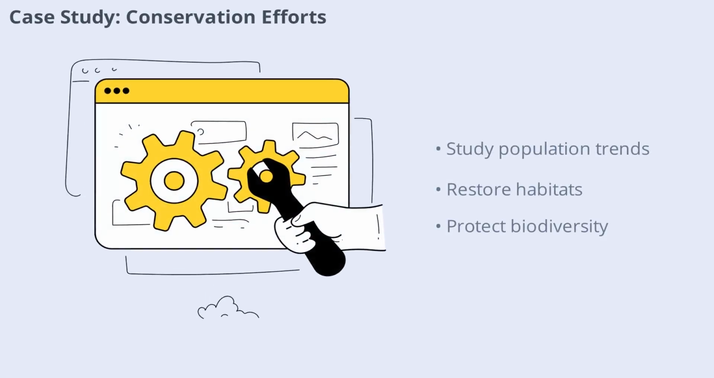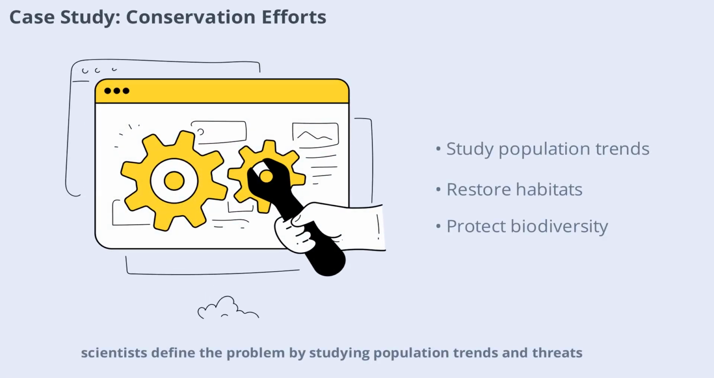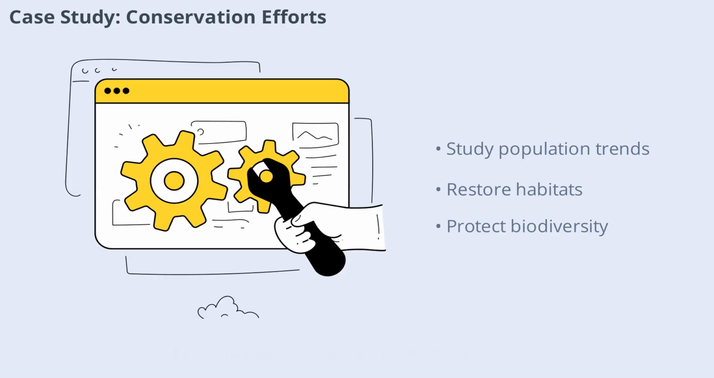Another example is conservation biology. When a species is at risk, scientists define the problem by studying population trends and threats. They gather data from fieldwork, formulate hypotheses about causes, and design interventions like habitat restoration. By monitoring results and adapting strategies, conservationists work to protect biodiversity. This process demonstrates how structured problem solving leads to effective action in life sciences.